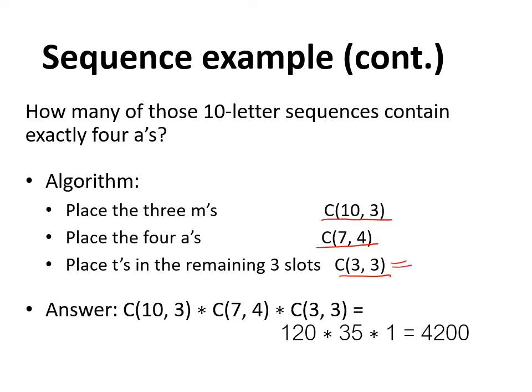Clearly, this evaluates to 1. And then the answer is the product of these 3. So we are using the rule of products. And when you calculate it, you get 4,200.